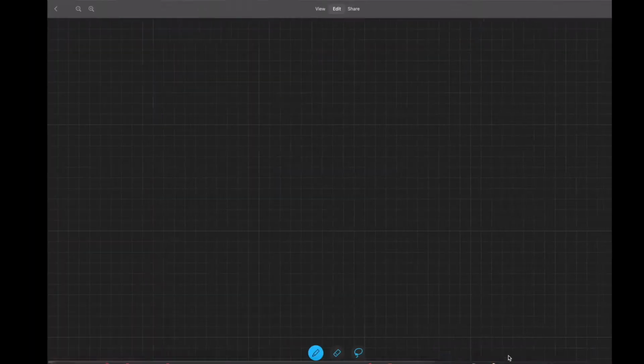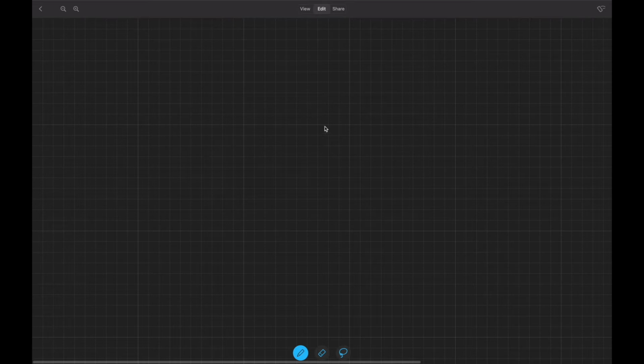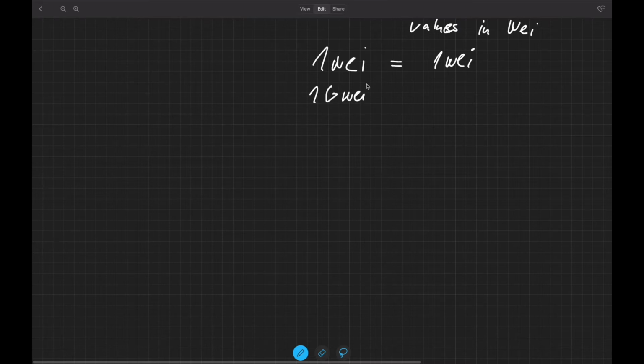I will write here so we can understand it better. The smallest denomination of ether is one wei. So one wei is one wei, and here I will state the values in wei. I'll just write the most common ones. We have wei, and then we also have gwei, a gigawei. One gwei is 1 billion wei.